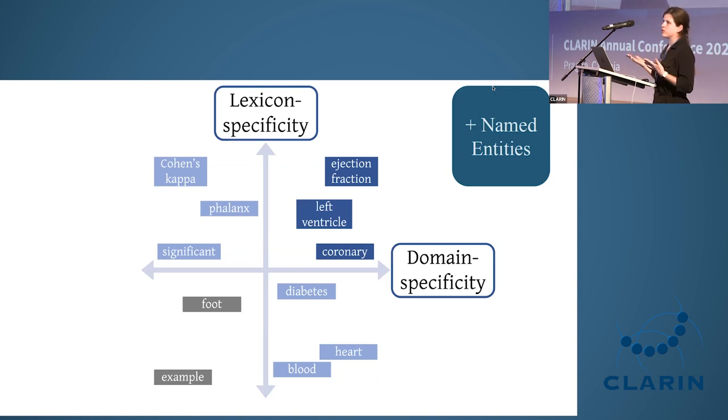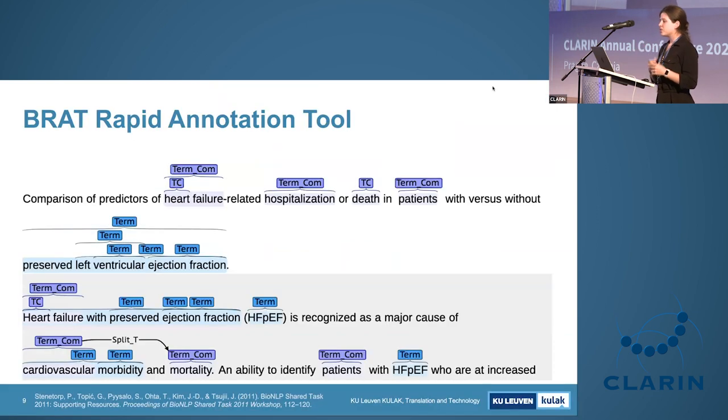And then while I was already annotating, I figured I'd also annotate the named entities because, of course, they have a lot in common with the terms. And like I said, I was annotating anyway, so I might as well include them. So another screenshot here of how these annotations look. I annotated in the BRAT rapid annotation tool. You can see that I have nested annotations, so not just heart failure as a whole is annotated, but also heart nested. And each occurrence of each term is annotated as well.